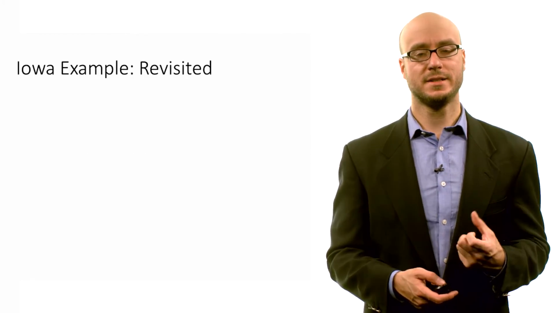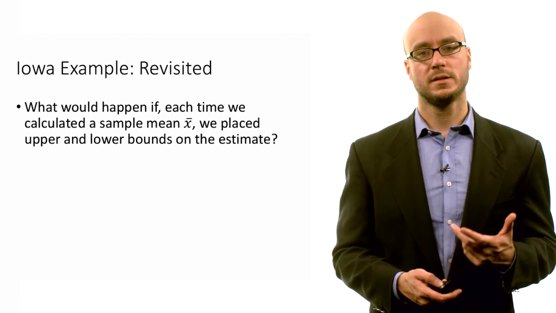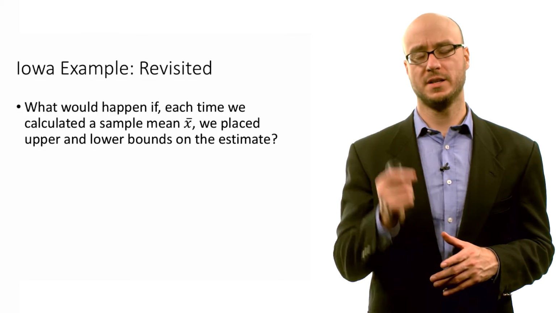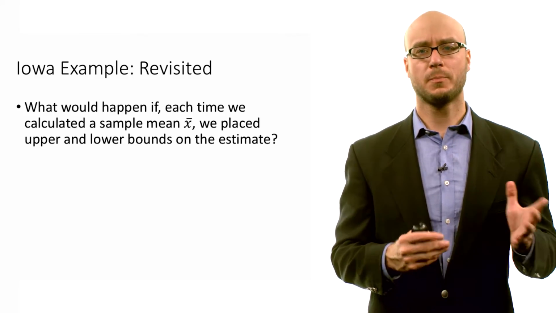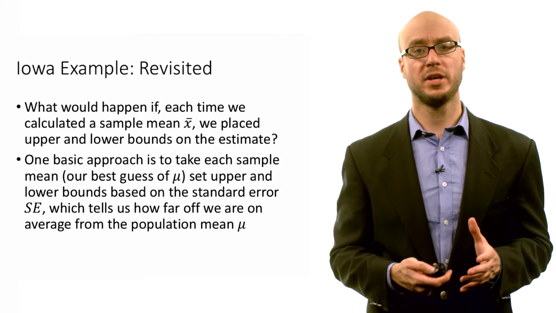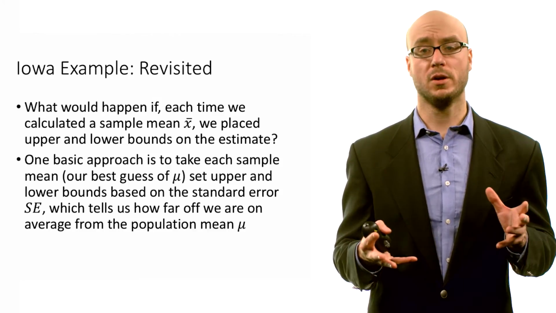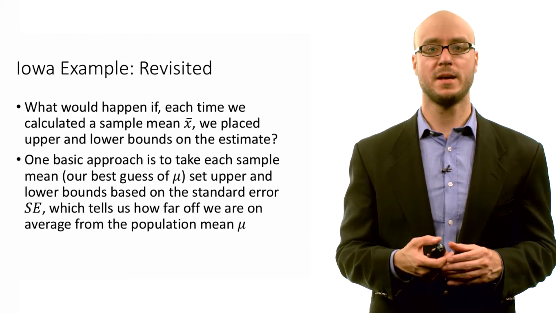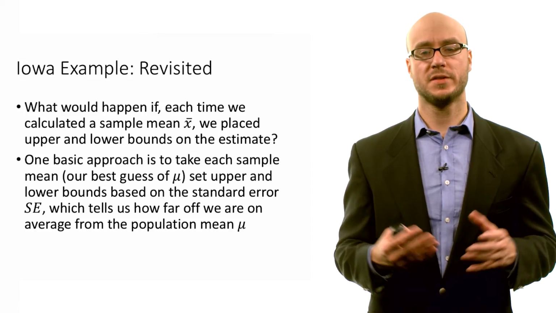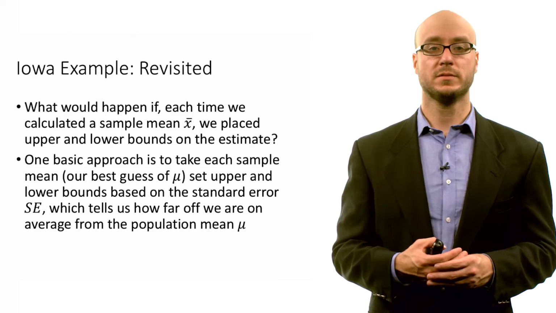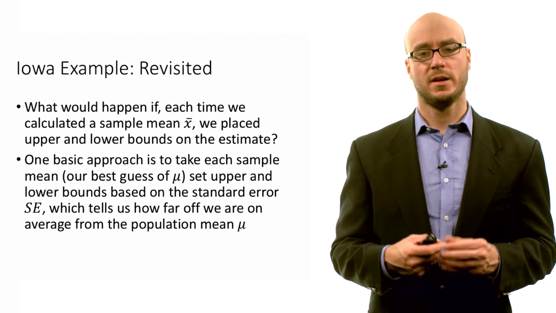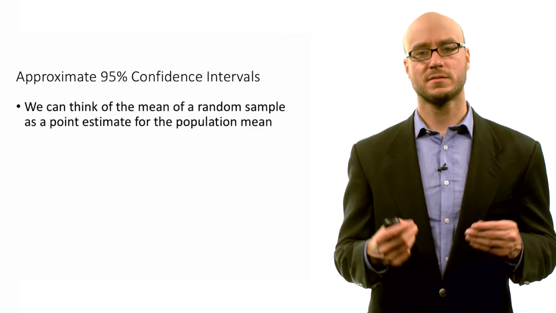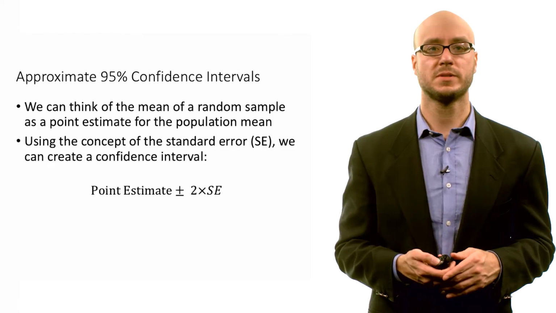So to understand this concept of an interval estimate, let's look at this Iowa census data again. What would happen if each time we calculate a sample mean X bar, we placed upper and lower bounds or limits on a particular point estimate? One approach is just to take each sample mean, our best guess of mu for that particular sample, and set upper and lower bounds based on the standard error of the sample mean. So sigma divided by the square root of n, which tells us how far off we are on average from the population mean mu. So let's look at what we call approximate 95% confidence intervals.